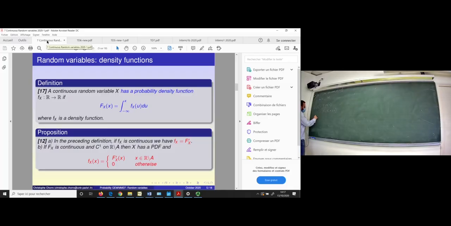1 minus the probability that the minimum is strictly greater. I repeat that to say that the minimum is strictly greater means that they are all. So I have the probability of an intersection.